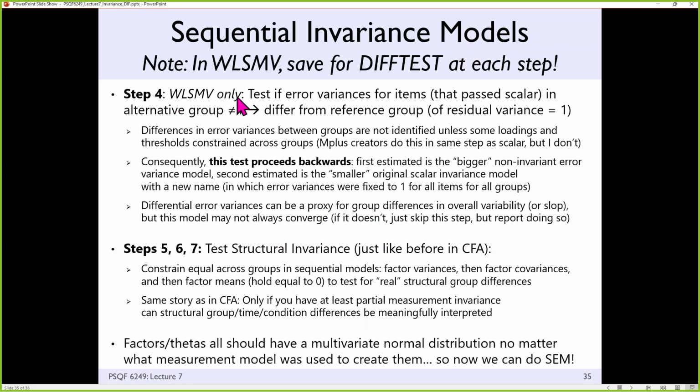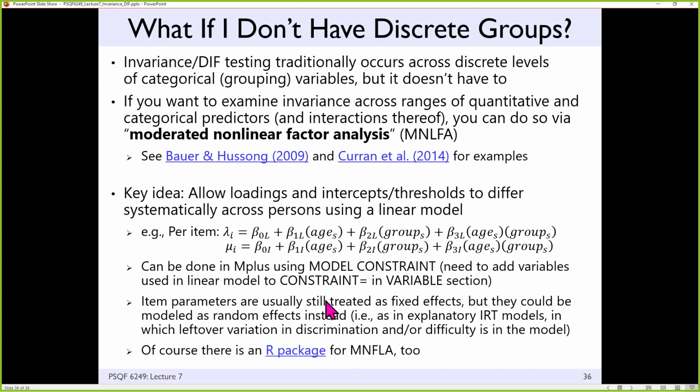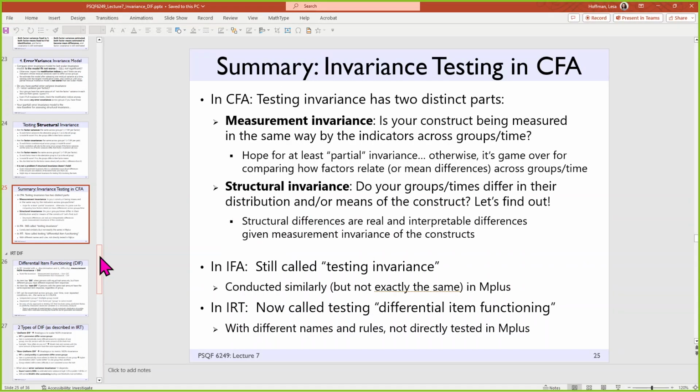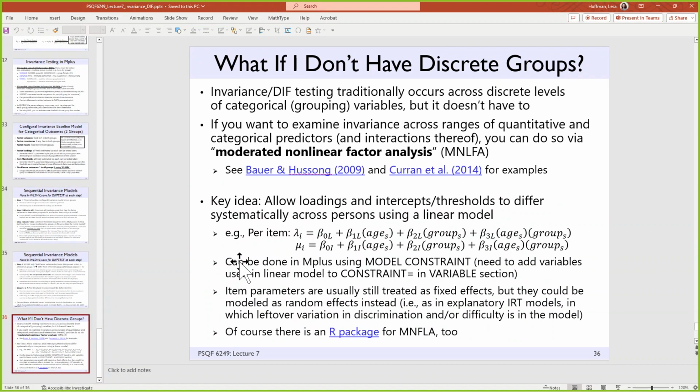So the error variances step, though, is the tricky part in WLSMV because they have to be fixed to 1 to start with. In order to test whether they can be not 1, we have to release them and then fit against the constrained model where they're 1 again. I will show you this in the example that we have, and then we have structural invariance that goes through all of that.